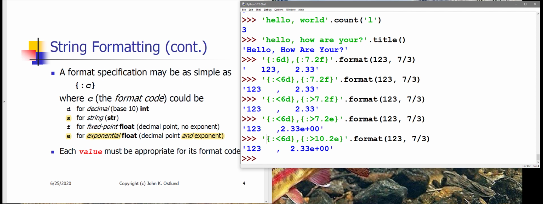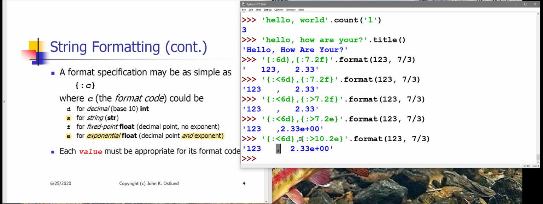Okay, so my first format specification is curly brace colon, which just kicks off the format specification for the first argument. I want a left justified 6-character wide field for a base 10 integer, a decimal integer. And that displays 1, 2, 3, left justified in a field 6 characters wide with spaces filled in on the right side. Then we have our literal comma.